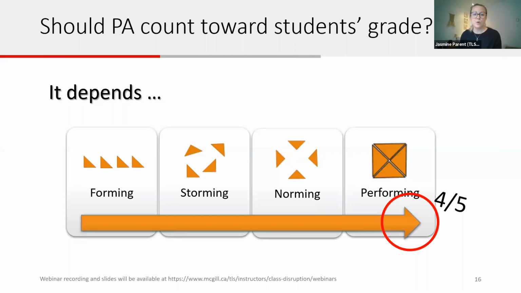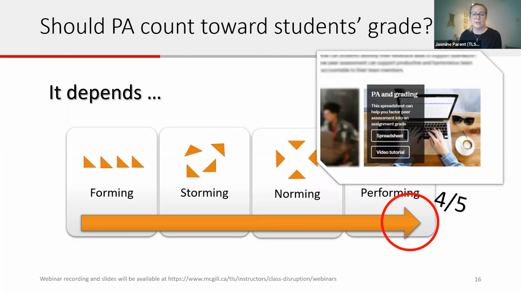If you do want to factor peer assessment into a student's final grade, we do have a resource available to help you do that. On our TLS website, under the peer assessment page, which Carolyn will share with you in the chat, we have an Excel spreadsheet which includes a calculation table. If you scroll down on that page, you can see here peer assessment and grading, and the link to the spreadsheet is there. It includes a calculation table that you can use to factor in peer assessment scores. So it does the calculations for you essentially.